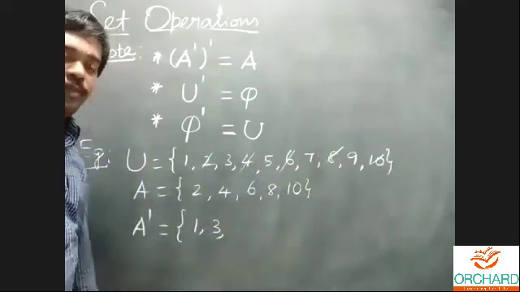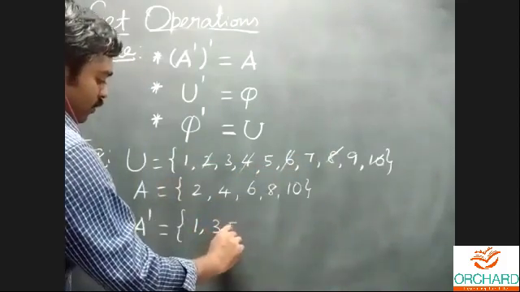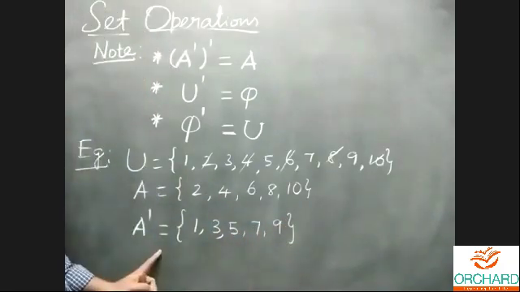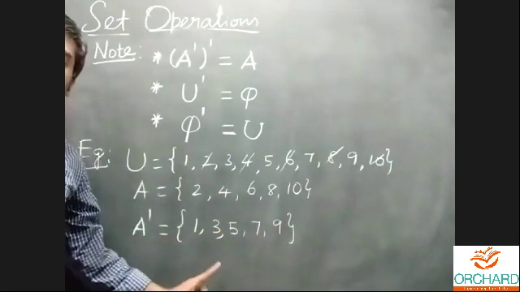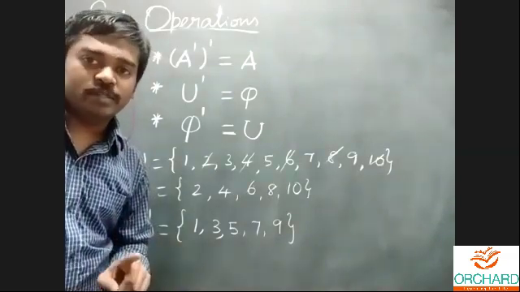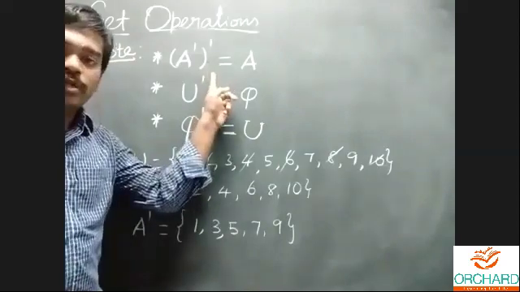What are the remaining elements? 1, 3, 5, 7, 9. This is the complement of set A. Is it clear? Okay, this is the complement of the set. Now we can cross-check the note.